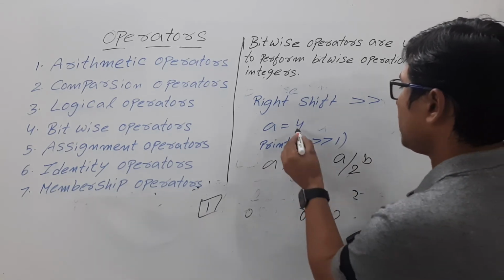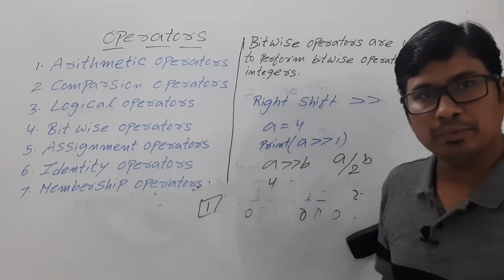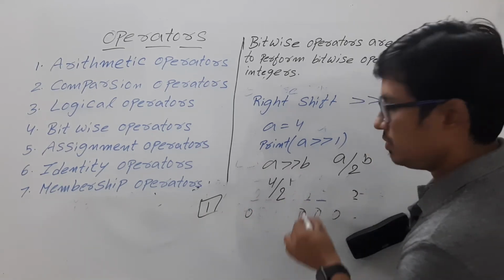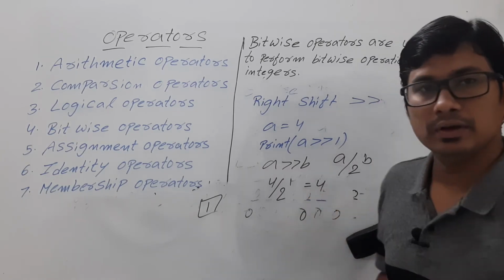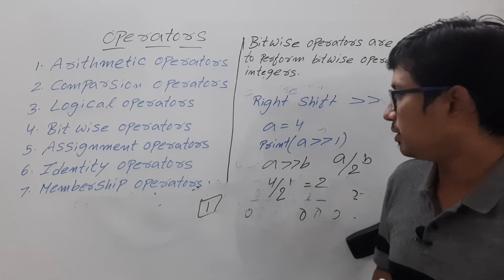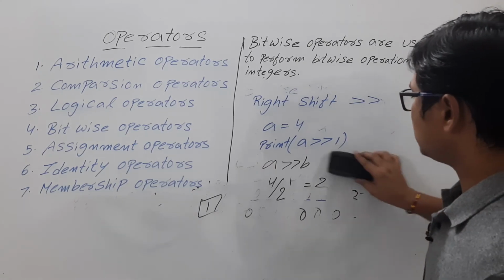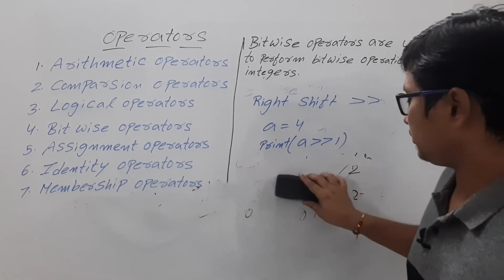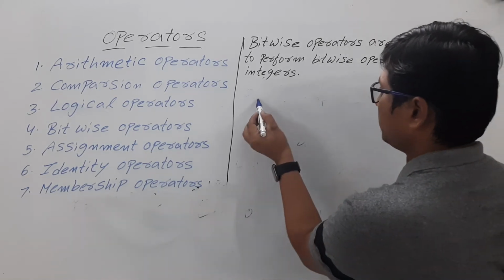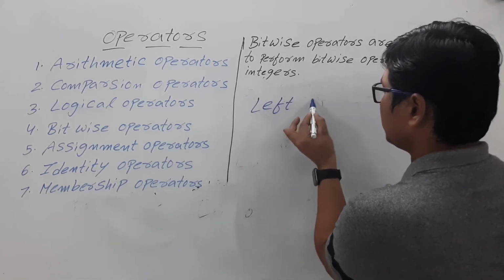Is it clear? Are you able to understand? Look here, I have 4. I want to perform right shift by 1 bit, then 4 divided by 2 power 1, which is equal to 2. Okay. Are you able to understand it or not? So this is about the right shift. Now let me discuss the left shift operation. We have left shift.